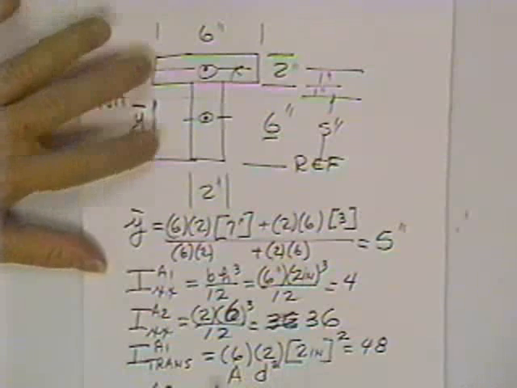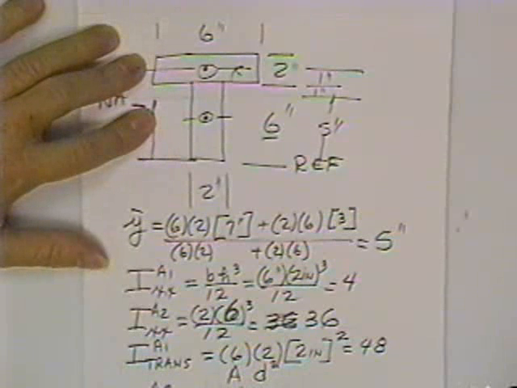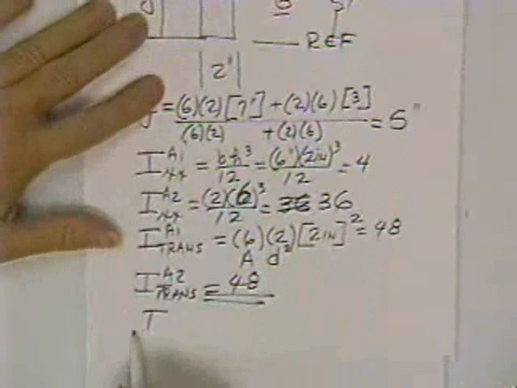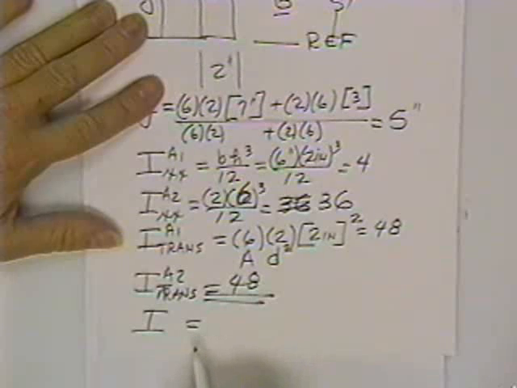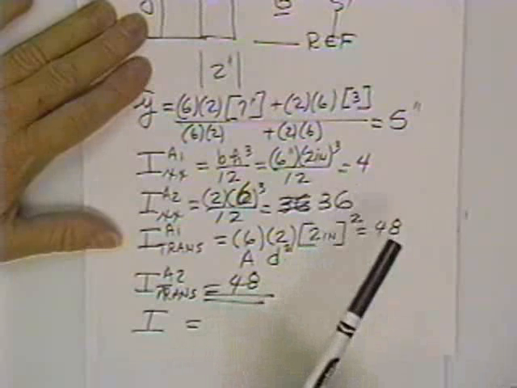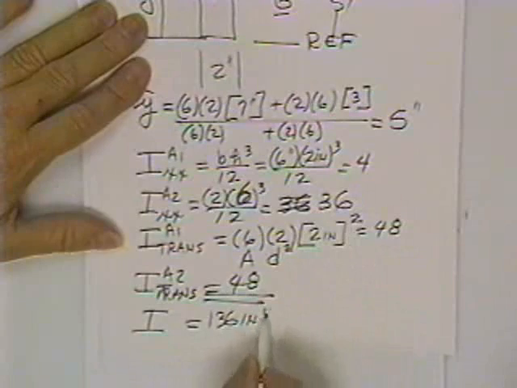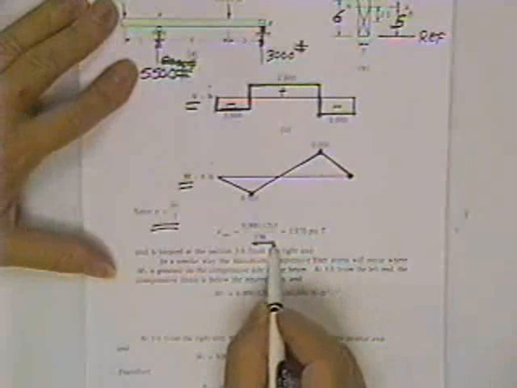And finally, area 2 has a transfer. And it's going to be the same in this case because both areas are the same and they're both the same distance. If you work it out, you get 48. This thing has a moment of inertia equal to how much? 4 plus 36 plus 48 plus 48. 136 inches to the 4th. Alright, let's go back to the problem. Notice that's what he got also.